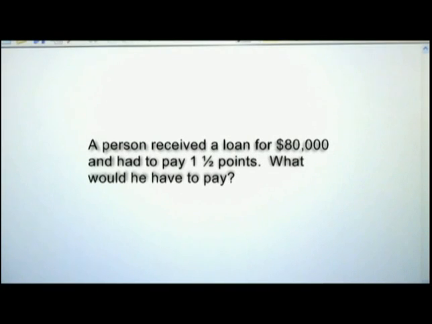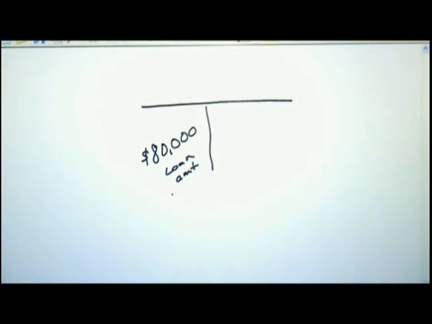Finance, additional questions. A person received a loan for $80,000 and had to pay 1.5 points. What would he have to pay? The loan amount is $80,000, which is larger than the amount of points that need to be paid. If each point is 1% or 0.01, 1.5 points is 0.015. So I simply multiply 0.015 times $80,000 and I come up with $1,200 in points paid.